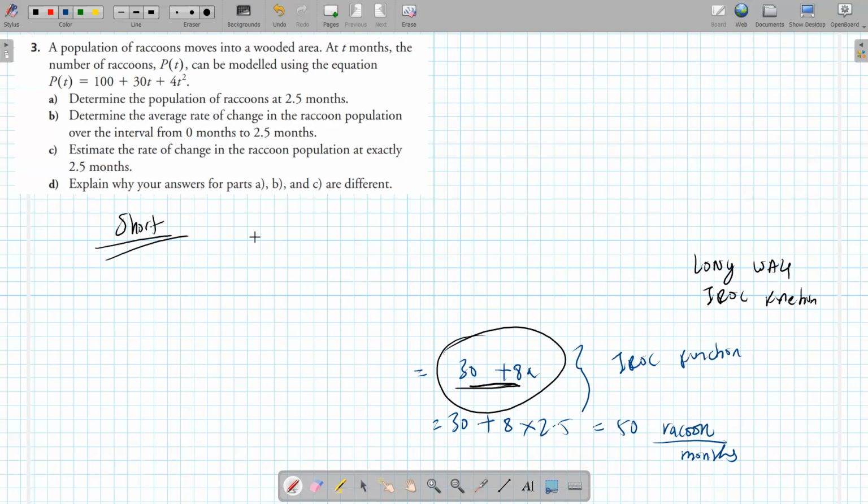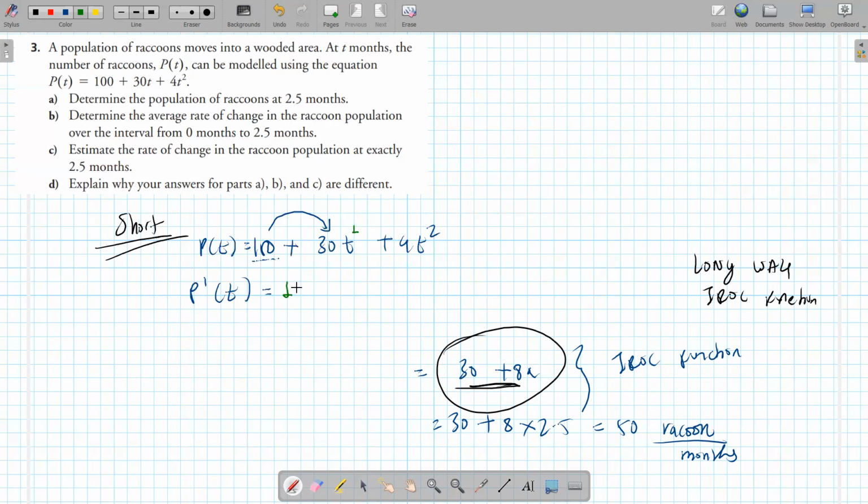You take your function. This is p of t. The IROC function is called p prime of t. If you have a number, you see this? It completely disappears. So the 100 is gone. Now you move on to the next term. This is a polynomial. What's the power of t right now? It's 1. That power is going to drop down.